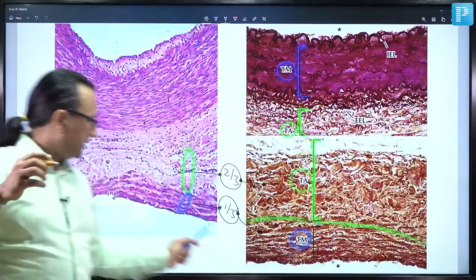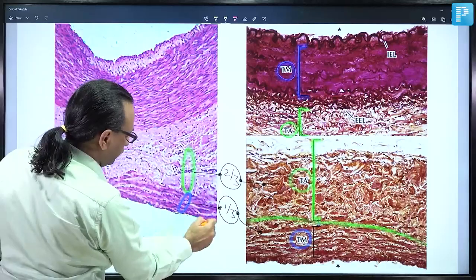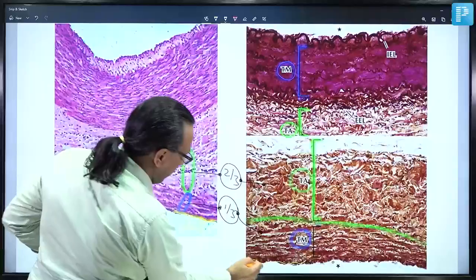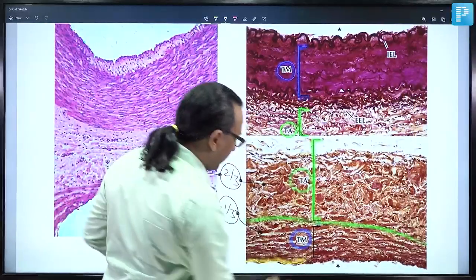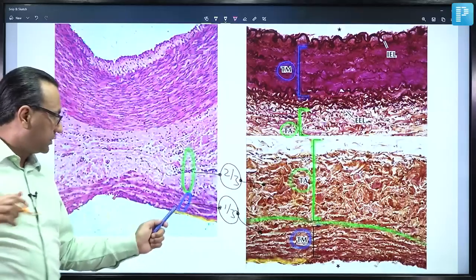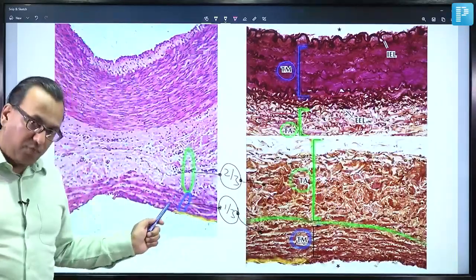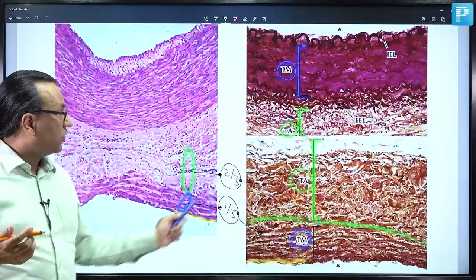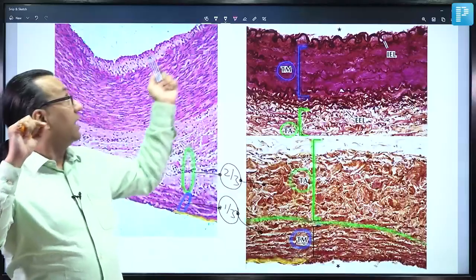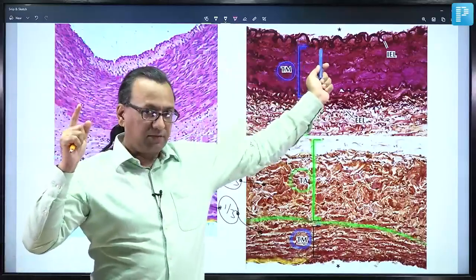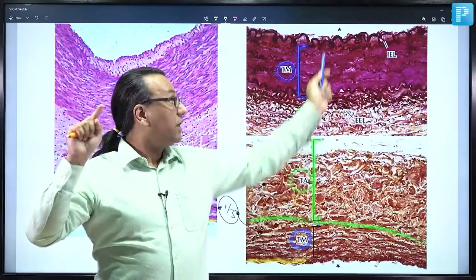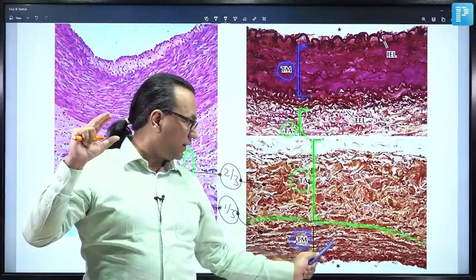What about the tunica intima? Tunica intima, as we said, will be some simple squamous epithelium with subendothelial connective tissue. But then, as we have observed, the internal elastic lamina or external elastic lamina are not prominent in case of a vein. They are more prominent in case of an artery, and especially a muscular artery will have prominent internal elastic lamina, as was evident here. It can have external elastic lamina also evident. These lamina are not that much evident in case of a vein.